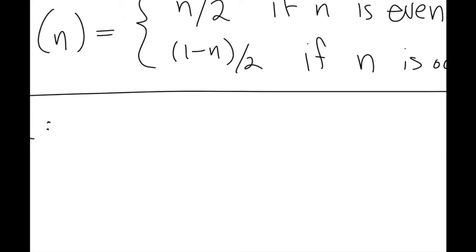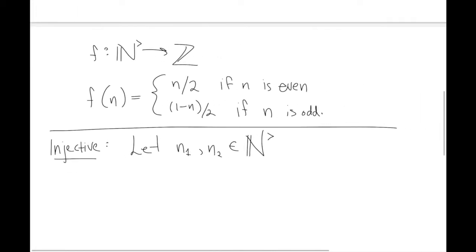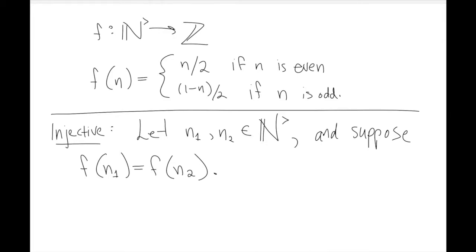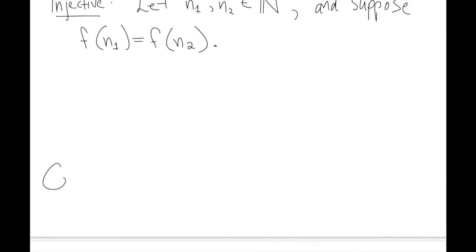So here I'm going to say let's let n1 and n2 be elements in our domain. So we're talking about the positive natural numbers here. And suppose that f of n1 is actually equal to f of n2. Our goal is to now show that n1 and n2 have to be the same element. So maybe I'll write that down here, is that our goal is to show that n1 equals n2.